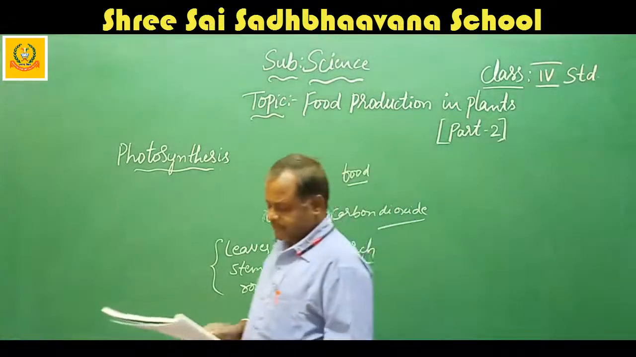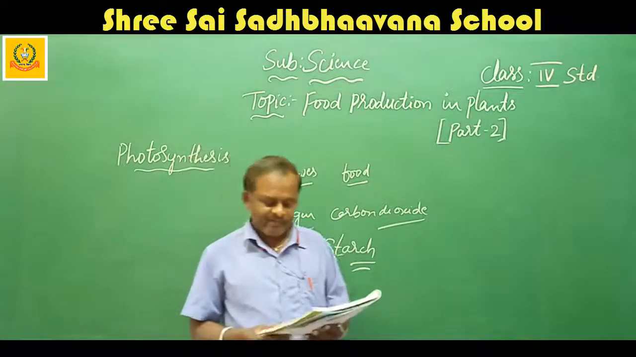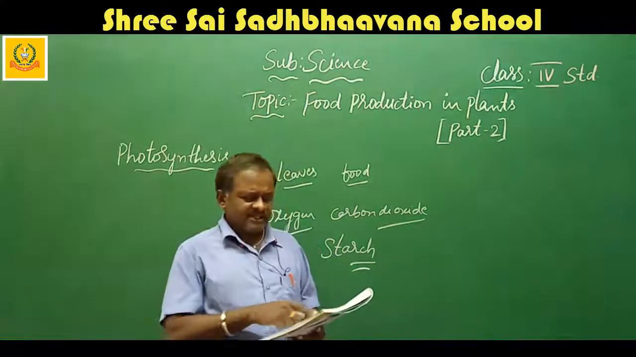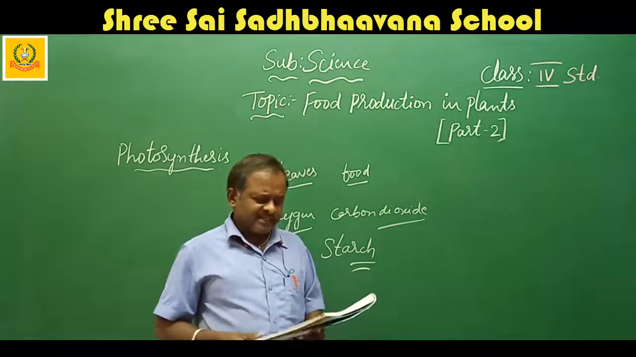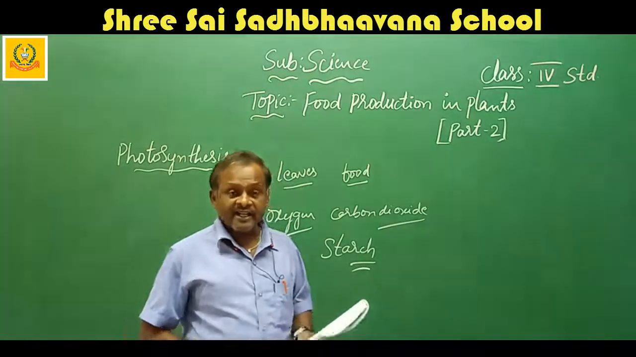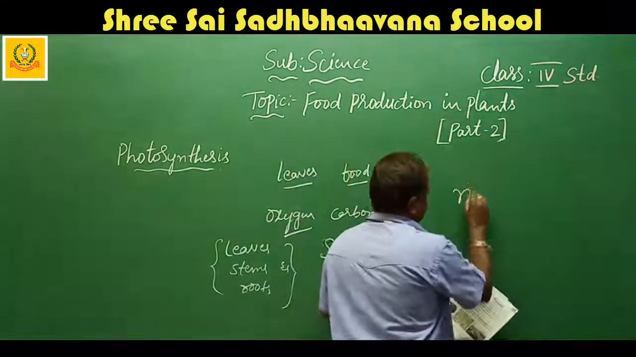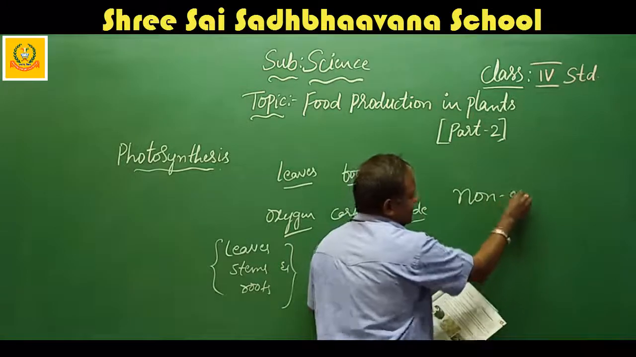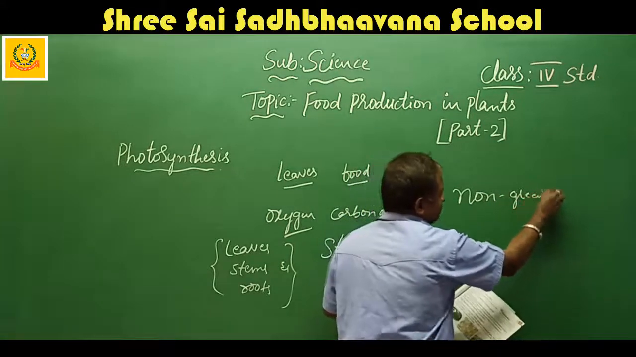Up to here, I will explain. Then we will go to the next page afterwards. Food production in some unusual plants. Some plants such as mushrooms, molds and fungi are non-green plants. What are they called? Non-green plants.